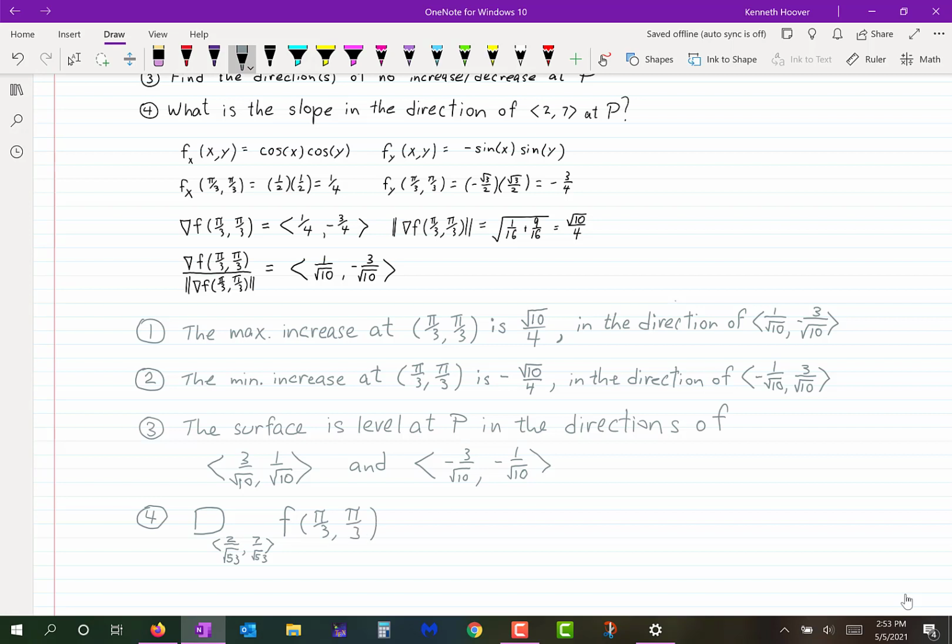So do you remember that there is an easy way to calculate this? That is just the dot product of the gradient of F at that location with our direction vector.